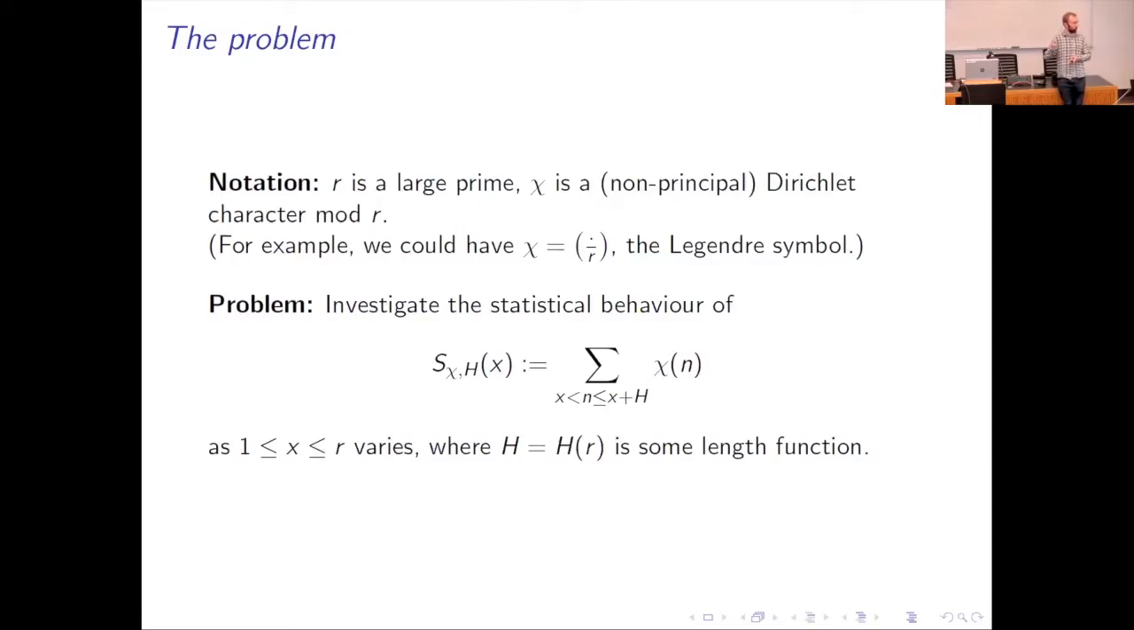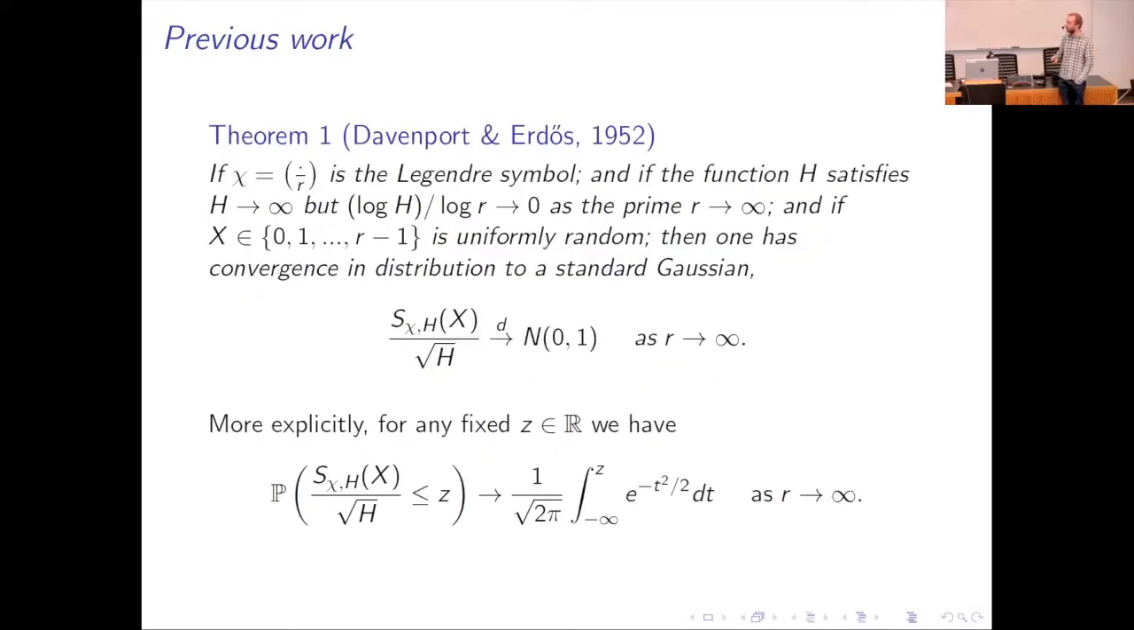If I take my short interval, I sum the character over the interval, I move the interval around, what happens to the values? So if this isn't clear, nothing after this point will be clear. So please say now if this isn't obvious to you. Is this okay? Okay. And likewise throughout the talk, please interrupt if I'm going too fast, or if you're just interested in hearing more about something.